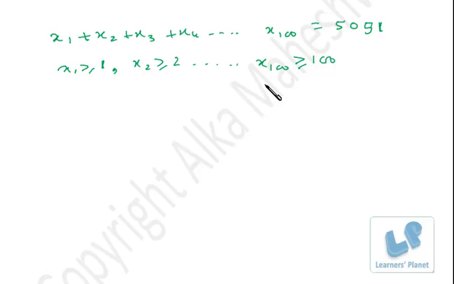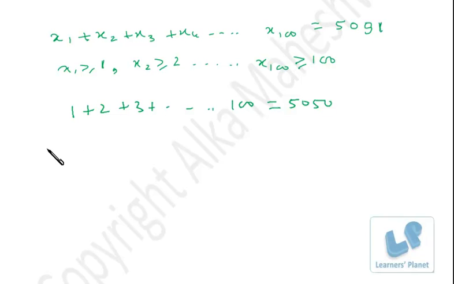Right? So how would I approach the problem? Since x1 should get at least 1, x2 should get at least 2, I first distribute their bare minimum requirements. So 1 I have to give to x1, then 2 to x2, then 3 to x3, similarly 100 to x100. Right? So in all, this many objects I am already distributing, so the total is 5050. Right? So if I make this distribution, 5050 objects will be finished.